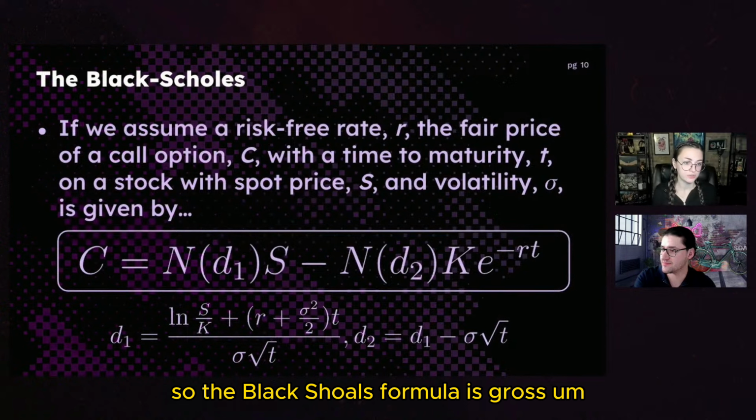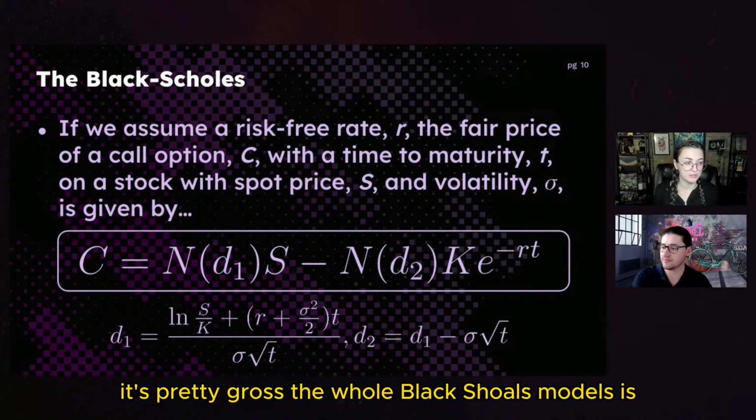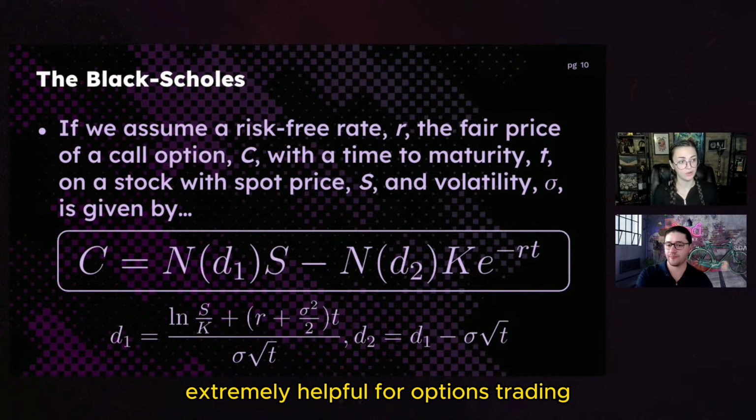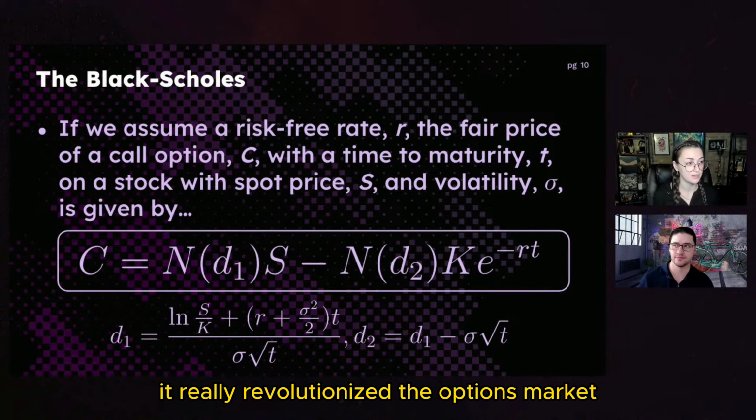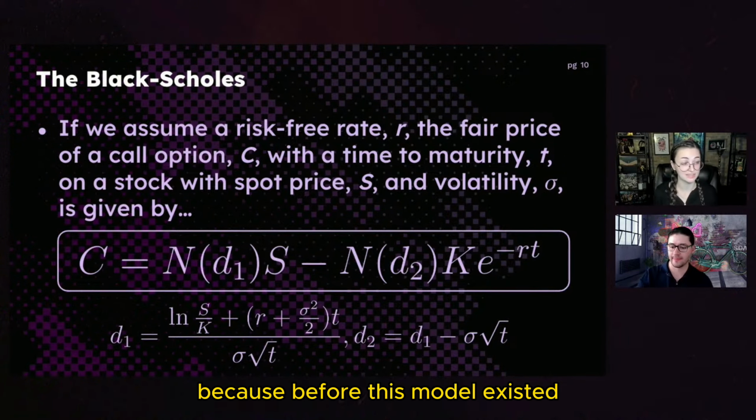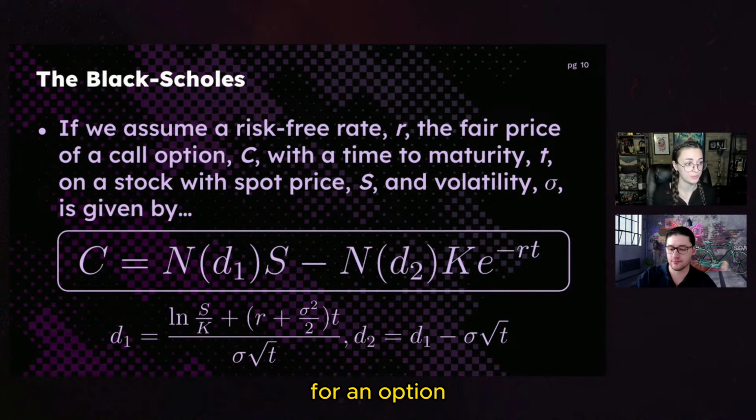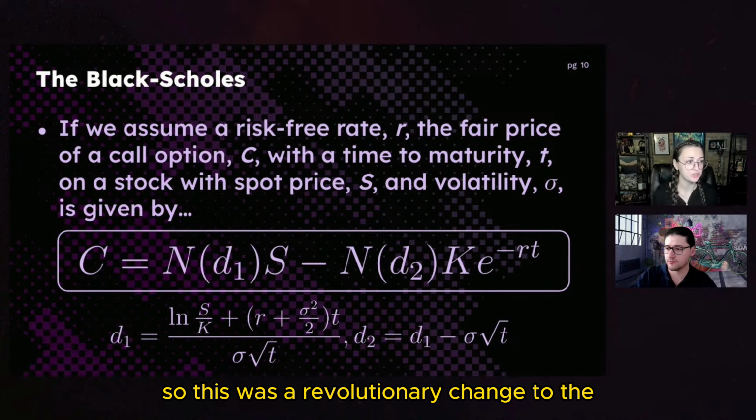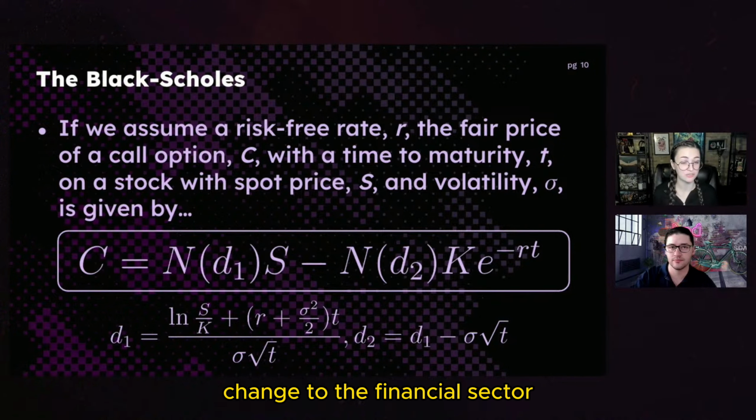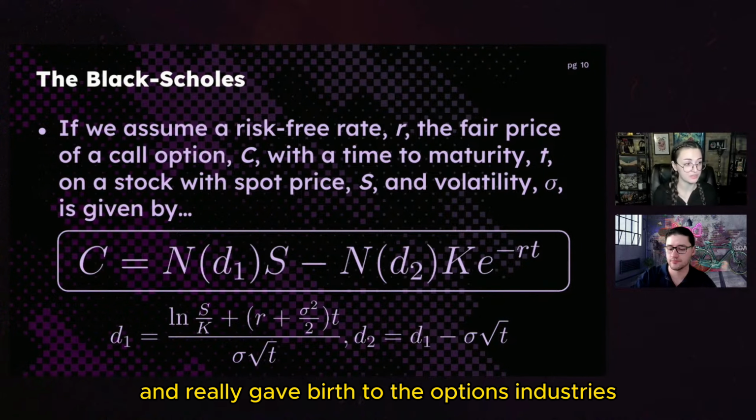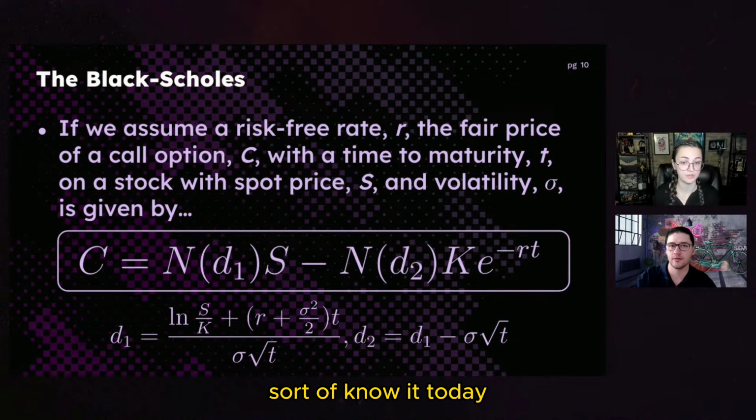Okay, so the Black-Scholes formula is gross. It's pretty gross. The whole Black-Scholes model is extremely helpful for options trading. It really revolutionized the options market because before this model existed, there was really no quantitative way to determine the fair price for an option. So this was a revolutionary change to the financial sector and really gave birth to the options industry as we know it today.